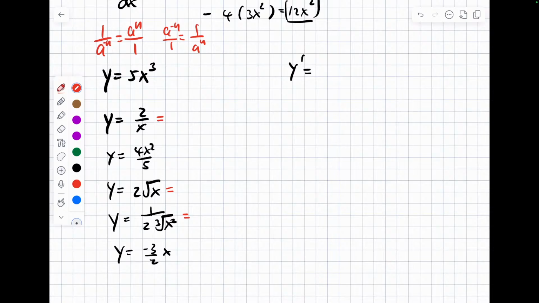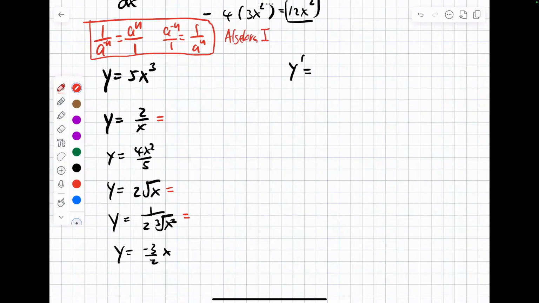Those are the exponent rules from algebra 2. This is not calculus. This is algebra 2. Not even algebra 2, algebra 1, actually pre-algebra. In pre-algebra, you learn about negative exponent rules.